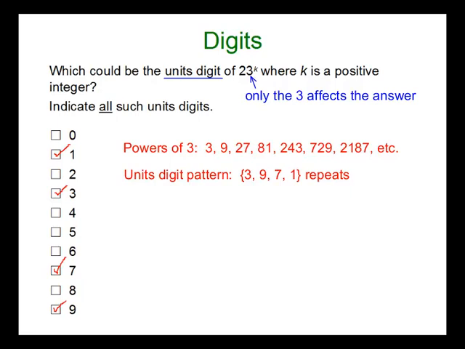So even just looking at the powers of 3, ignoring the 20 part of that base number, would yield the same result. You'd get the same patterns. Only the 3 really affects the answer. The powers of 3 are listed there, enough to get us a picture of what the repeating cycle is, 3, 9, 7, 1. Here the order doesn't really matter. What matters is just that there are 4 units digits possible, 1, 3, 7, and 9, and those are the only answers. Pretty slick.